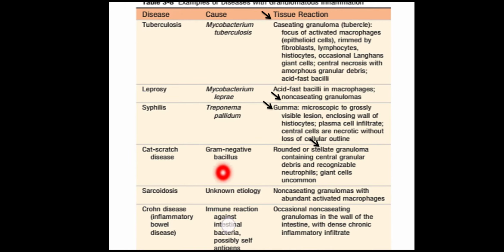Next is cat scratch disease caused by gram-negative bacillus, and the important point that is often asked in MCQs or Viva is that it is a stellate granuloma. There is central area of granular debris which is star shaped, so that's why it is called stellate granuloma. And neutrophils can also be seen, and giant cells are not common.